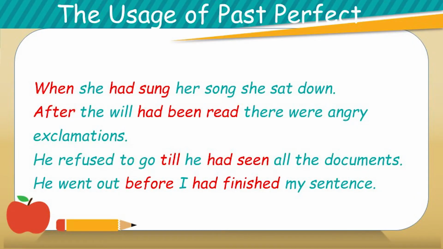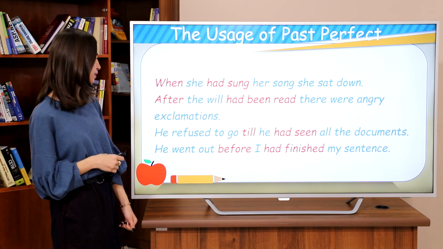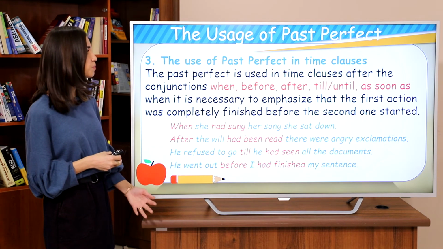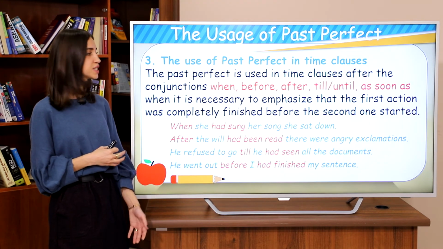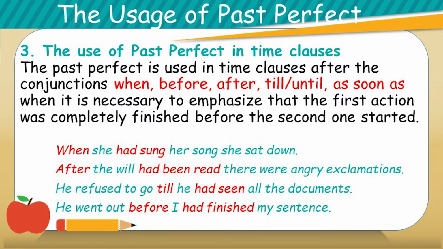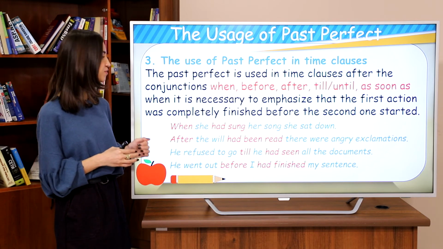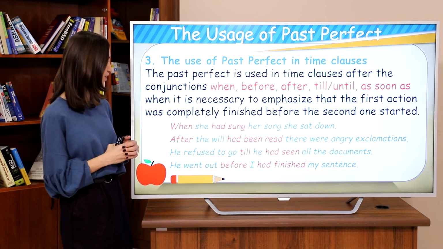So, let's now look at the examples and the words in red. When she had sung her song, she sat down. After the letter had been read, there were angry exclamations, etc. So, the use of past perfect in time clauses. The past perfect is used in time clauses after the conjunctions when, before, after, till, until, and as soon as, when it is necessary to emphasize that the first action was completely finished before the second one started.